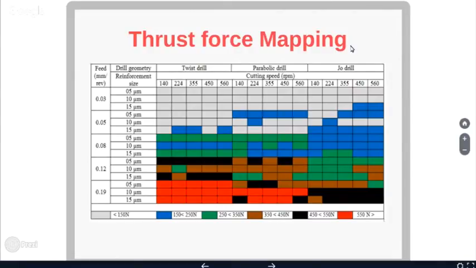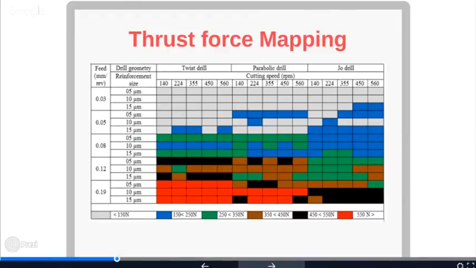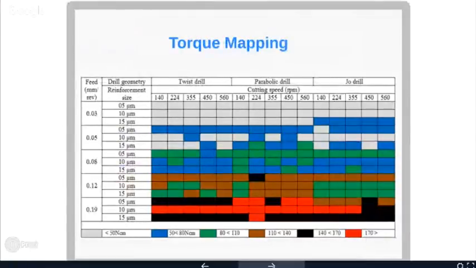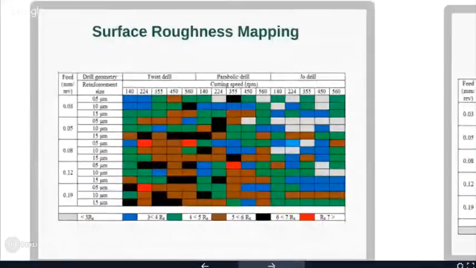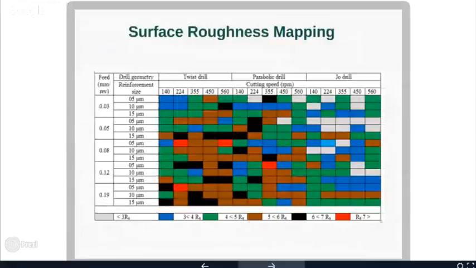Here all these things are dark, and the cutting forces are less than 450 Newton. Right? In the same way, I go for torque mapping. In the same way, I go for the surface roughness mapping. Here, the surface roughness attained is within the zone of 3 to 4, 4 to 5 microns. All these are in microns. Then 6 to 7, and more than 7.